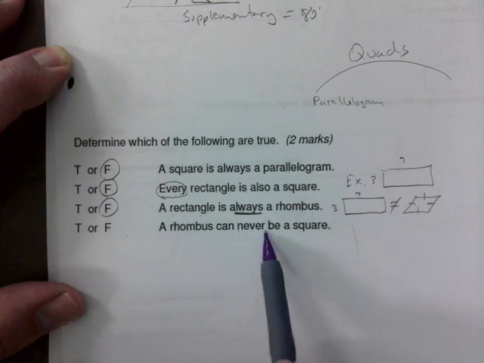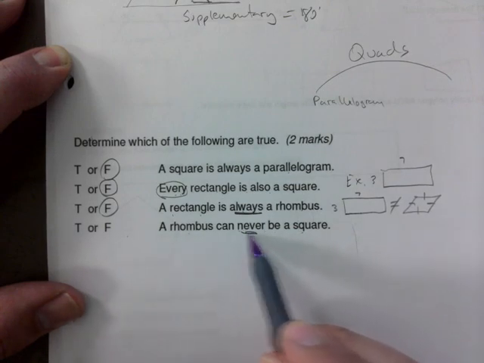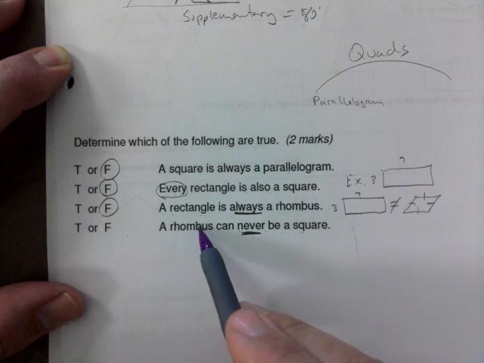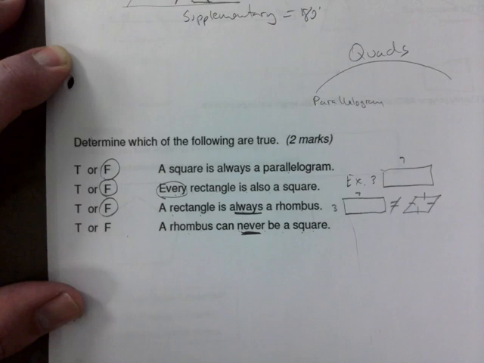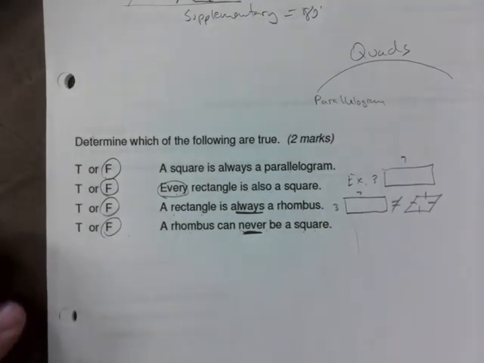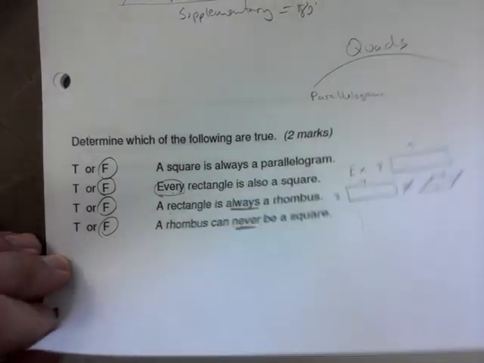A rhombus can never be a square. That is actually false. The word never. There are some rhombuses that could be a square. You're looking for the always or never. Okay, so this is also false. All right. I'm going to stop there.